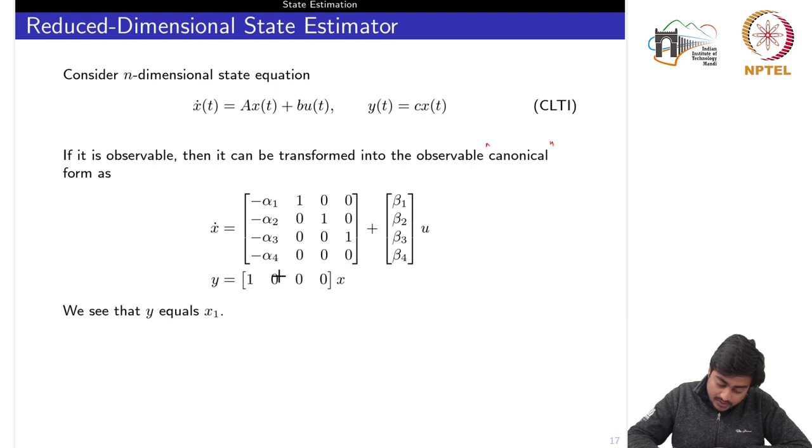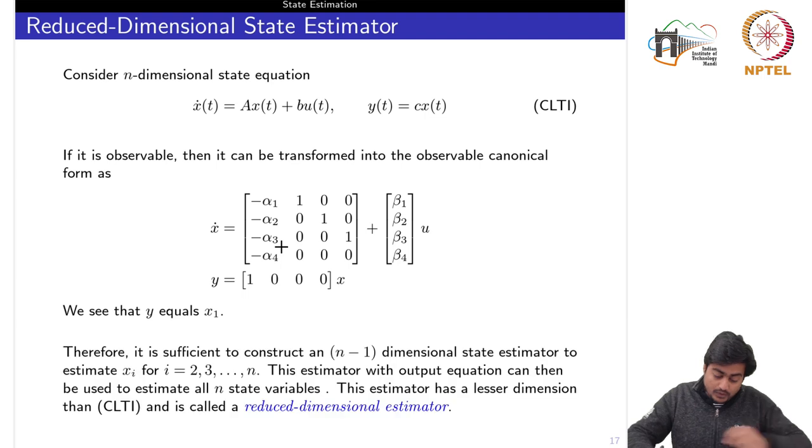So once we convert this into the canonical form, we see that y actually becomes equal to x1. So x1 is directly available in y. Okay, but we still need to estimate x2, x3 and x4. Okay, so for only estimating those states we can design an observer. So this is one specific example.